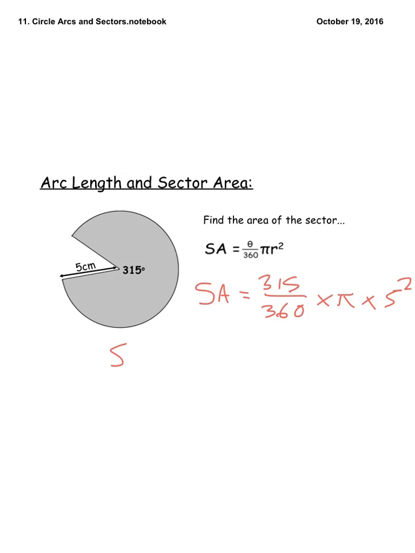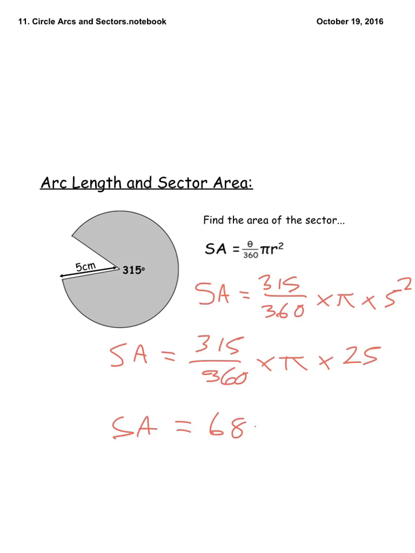Okay, I could rewrite this if I wanted to tell me what 5 squared was. So 315 divided by 360 times pi times 25. And then it's just a matter of putting that into the calculator. 315 divided by 360 times pi times 25 comes out to be 68.72 centimeters squared.